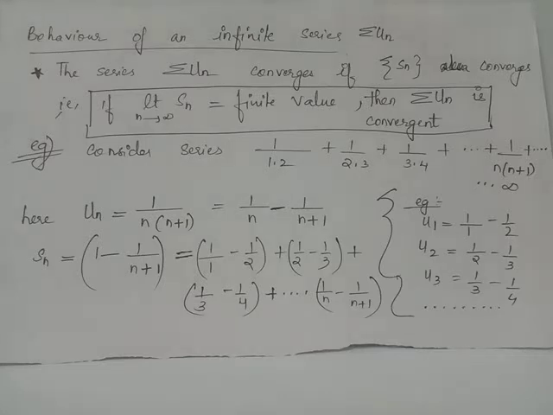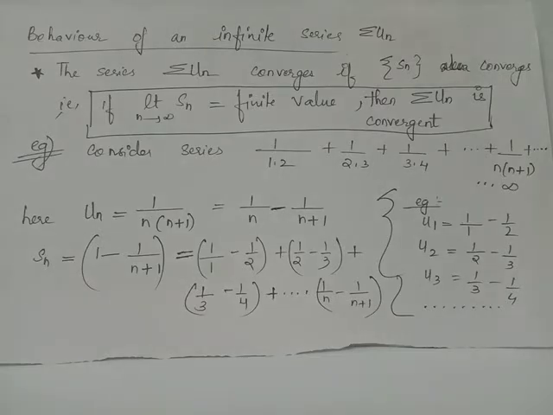Let us look at an example. Consider the series 1 by 1 into 2 plus 1 by 2 into 3 plus 1 by 3 into 4 plus etc. plus 1 by n into n plus 1 plus etc. up to infinite terms. Here the first term u1 equals 1 by 1 into 2, which can also be written as 1 by 1 minus 1 by 2. The second term u2 equals 1 by 2 into 3, which can be written as 1 by 2 minus 1 by 3. Similarly, the third term u3 equals 1 by 3 into 4, which is 1 by 3 minus 1 by 4. Therefore, the general nth term un equals 1 by n into n plus 1, which can be written as 1 by n minus 1 by n plus 1.